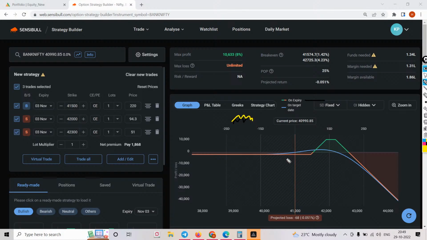So can someone please tell me how to make this loss zero? This is a good question. My loss is 1800. How to make this loss zero? Can someone please let me know? You have the trade and everything with you. You have all the legs, buy and sold. Can someone please guide me how to make this loss zero on the put side, on the downside?